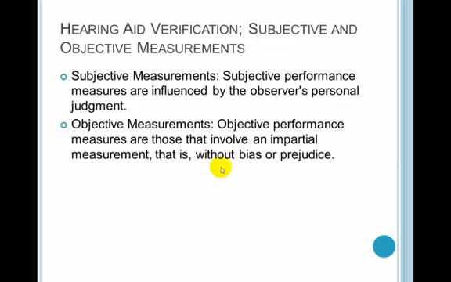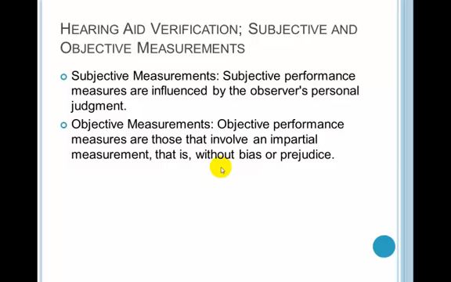So hearing aid verification, there are 2 categories: subjective measures and objective measures. And hopefully based on your other coursework, this is review for you. Subjective measures are performance measures that are influenced by the observer's personal judgment. Right? So it's observer judgment, observer bias, it's what they're telling you from their impression, the patient's impression.